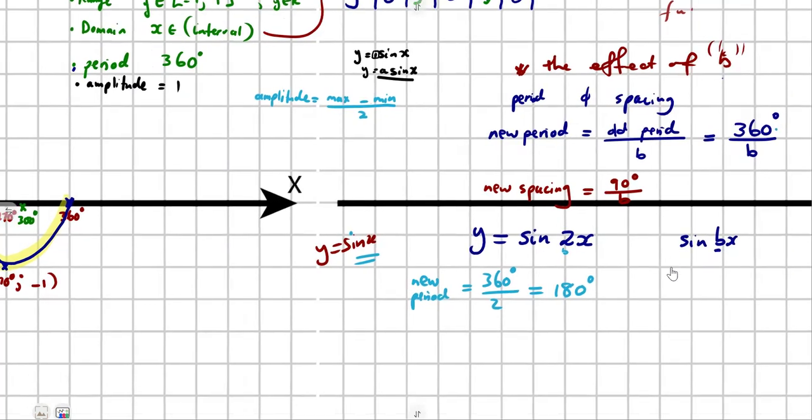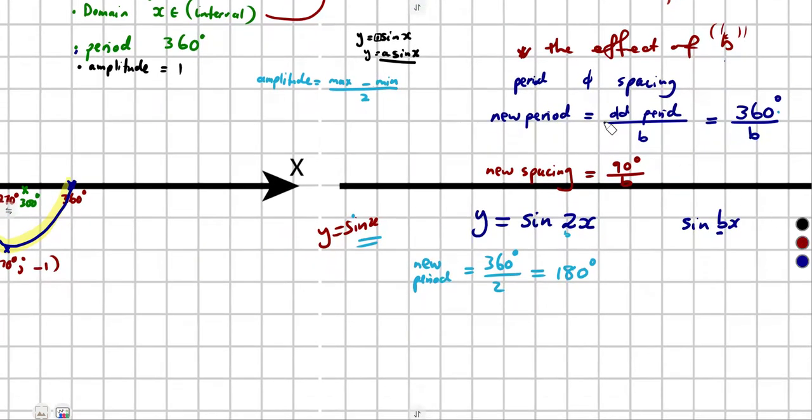Guys, this does not only end there. The spacing as well is affected. So the new spacing of our graph will be what? Original spacing, which is 90 degrees for the graph of a sine, and the graph of a cos. They have got the same thing. So we divide by 2. That is going to be 45 degrees.